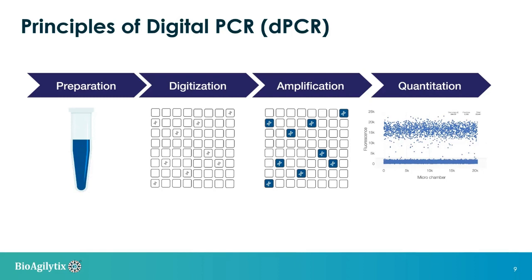So it doesn't require back calculating the signal to a reference standard. You just get your positive or negative droplets based on this threshold. And that tells you how many copies are in your sample.